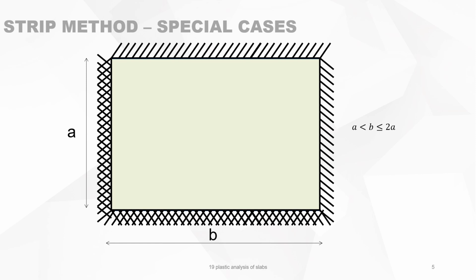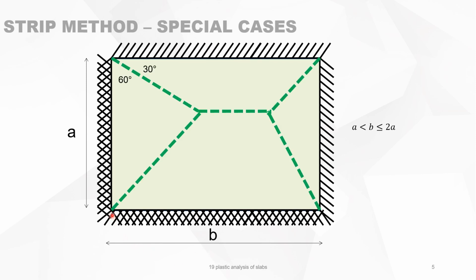Consider a rectangular slab which is clamped, or fixed, on two sides and simply supported on the two other sides. Of course, with the condition that B must be between A and 2A, otherwise it will be a one-way slab instead of a two-way slab.